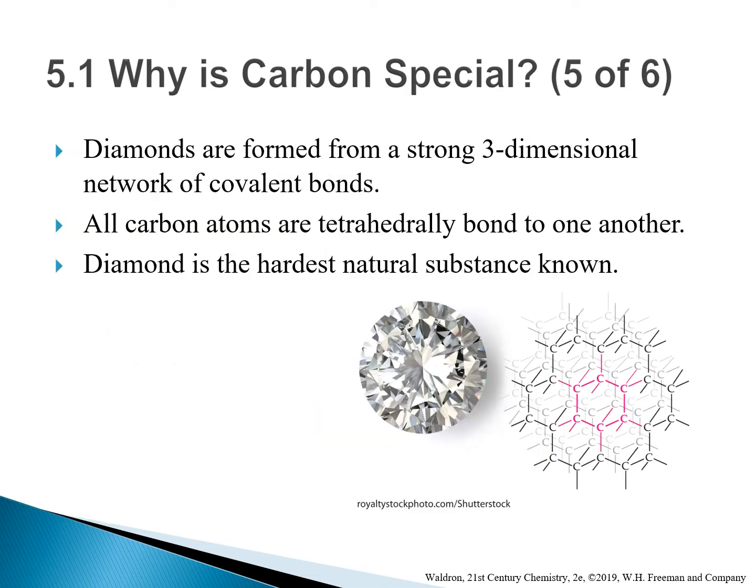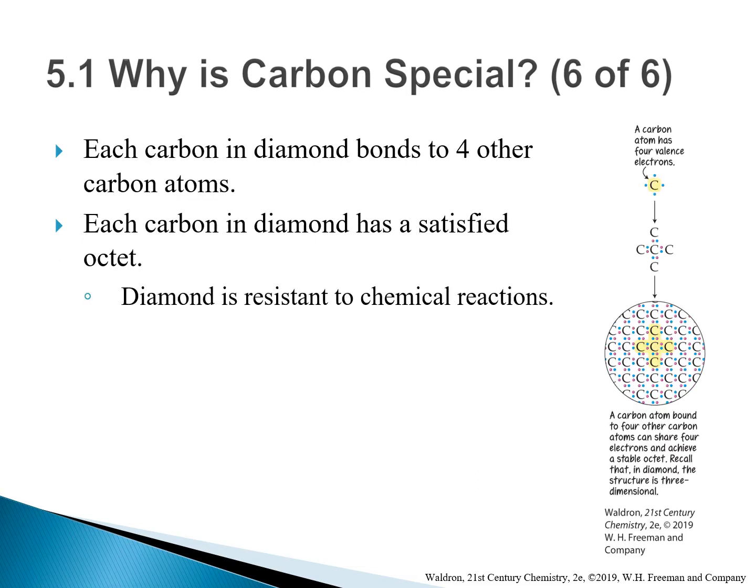Diamonds are formed from a strong 3-dimensional network of covalently bonded carbons. All carbon atoms are tetrahedrally bonded to one another. Diamond is the hardest natural substance known. Each covalently bonded carbon in a diamond bonds to 4 other carbon atoms around it. The central carbon shares 4 electrons with 4 adjacent neighboring carbon atoms to achieve a stable octet. Because of that, diamond is resistant to chemical reactions.